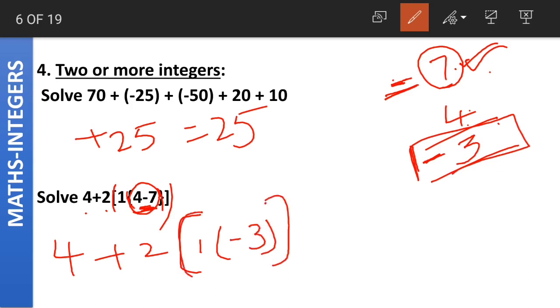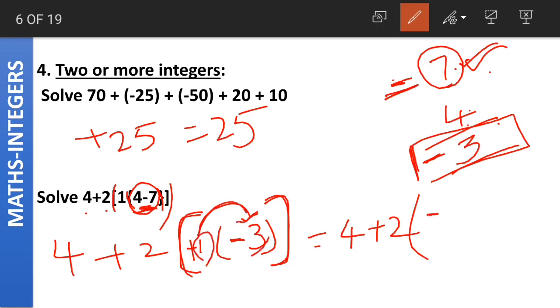Again, let us solve this bracket now. 1 into minus 3. How do we write this? Let us multiply the signs first. 1 has a positive sign and 3 has a negative sign. Plus into minus becomes what? Plus into minus becomes minus. Then we multiply the absolute values. 1 into 3, 1 three is 3. Right?